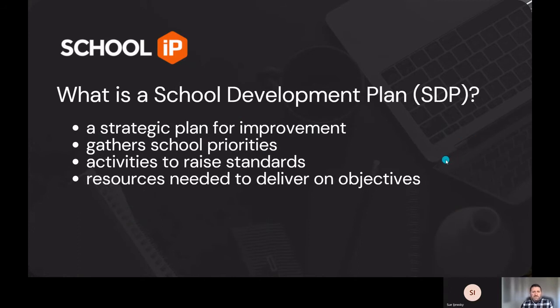So what is a development plan? Well, the school development or improvement plan is a strategic plan for improvement. It should bring together in a clear and simple way the school's priorities, the main measures it will take to raise standards, the resources dedicated to these, and the key outcomes and targets it intends to achieve.